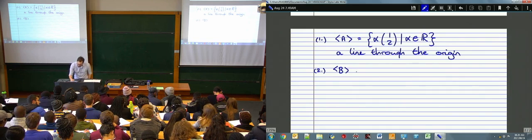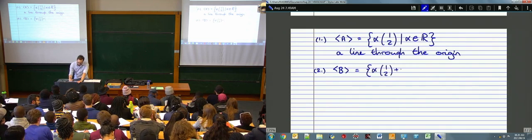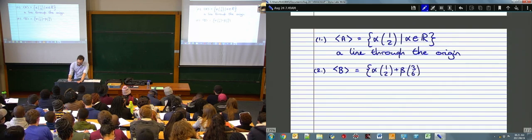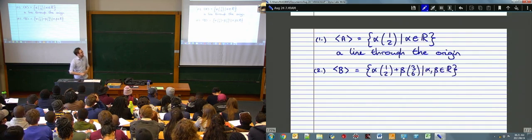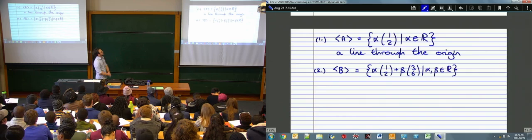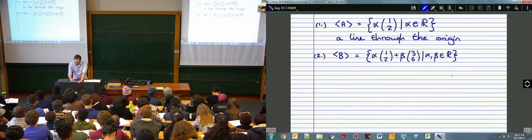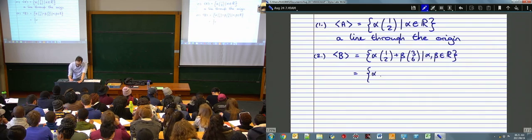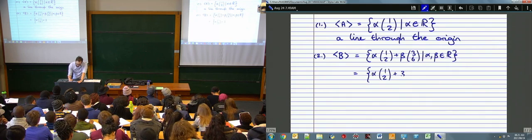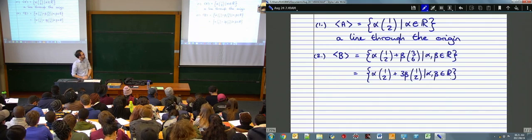It turns out to be the same line because this is alpha times 1, 2 plus beta times 3, 6. Alpha and beta are real numbers, but what we might notice is that 3, 6 and 1, 2 are just multiples, right? So you could rewrite this. Let's maybe just write down a couple of lines here until we convince ourselves of this fact. This is alpha 1, 2 plus 3 times beta 1, 2. Alpha, beta, elements of the reals, right?